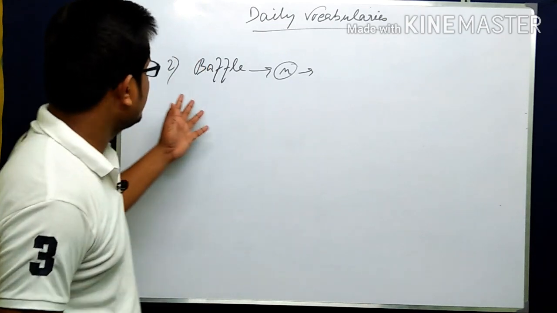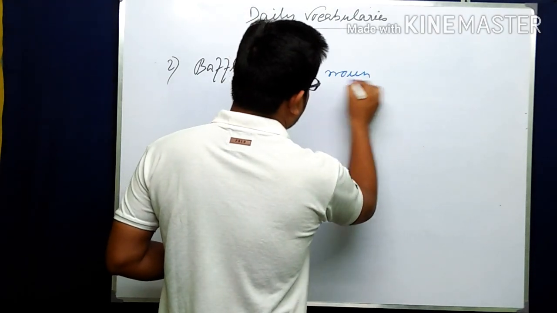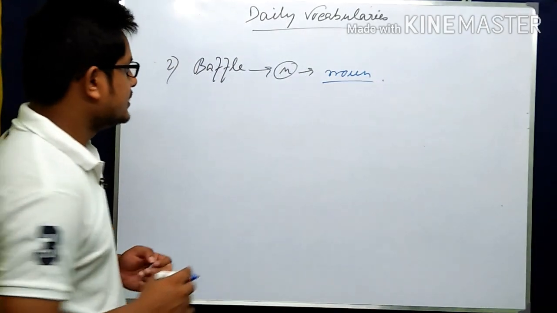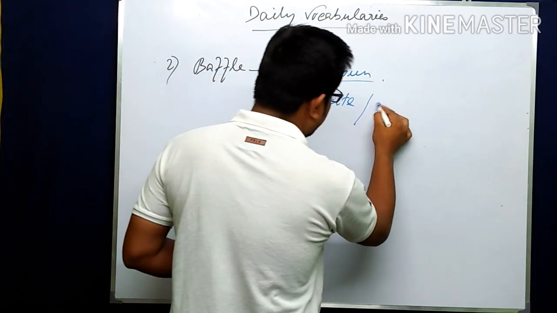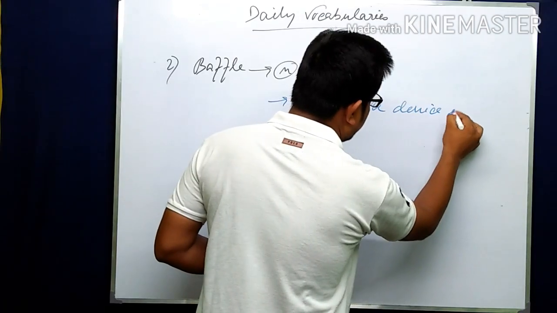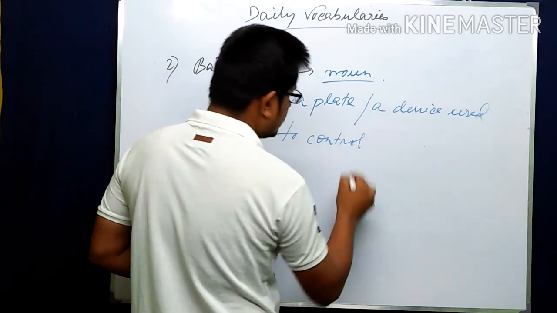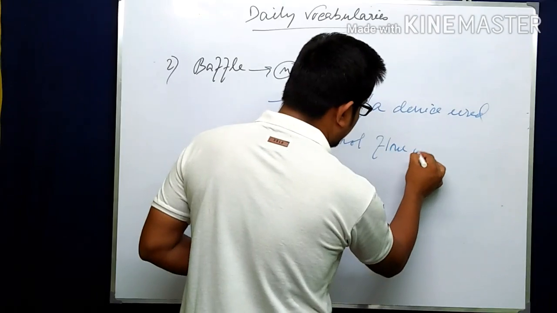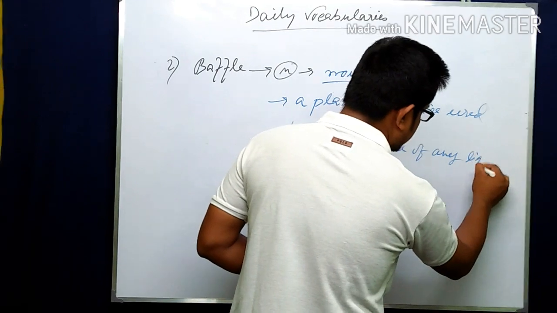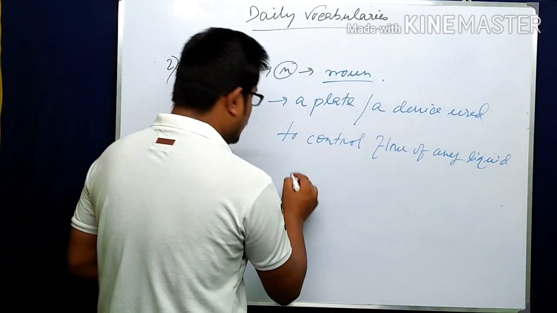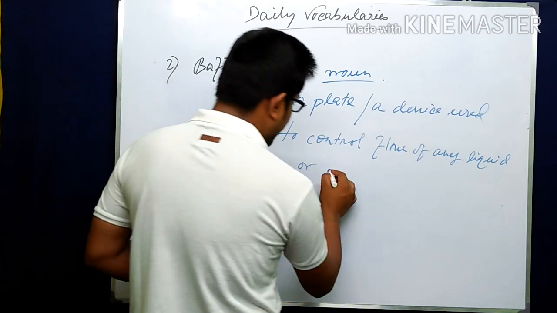Now you have to use baffle as a noun. What is the meaning? Baffle means a plate, or a device used to control the flow of any liquid or anything.